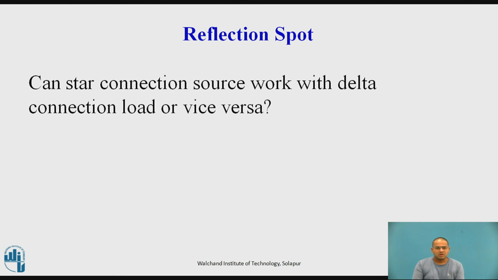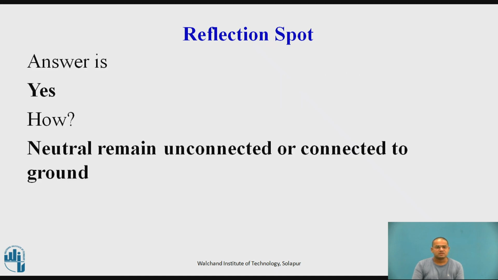Can you connect a star connection source to a delta connection load? That means, can a star connection source work with a delta connection load, or vice versa? You can think about it. You can take a paper, write your answer and give the justification. The answer is yes. How? Either you can leave the neutral unconnected, or you can connect the neutral to the ground. Yes, you can connect star to delta, and delta to star.